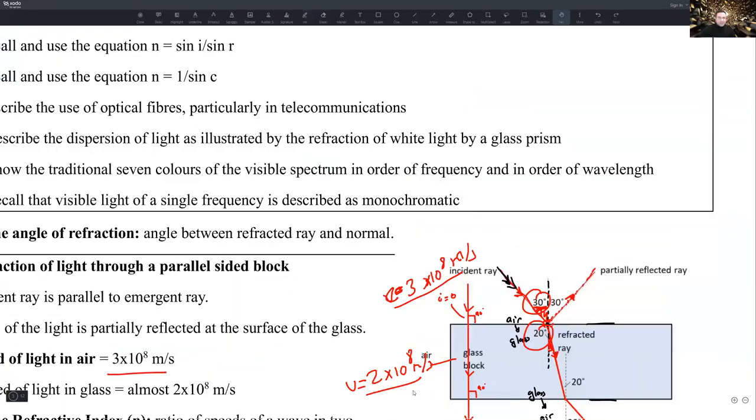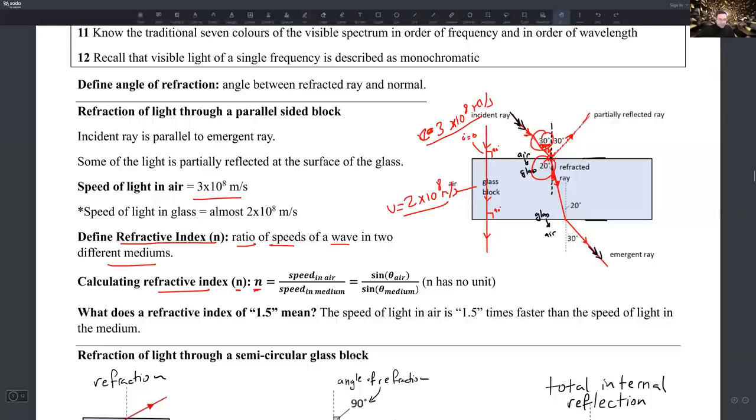How do we calculate the refractive index? We say n equals speed of light in air over speed of light in the medium. So in this example, it's n equals 3 times 10 power 8 over 2 times 10 power 8. That gives 1.5. Since it's speed over speed, meters per second over meters per second, they cancel out, there's no unit. Okay? n does not have a unit. Why? Because the two units cancel out in the ratio.